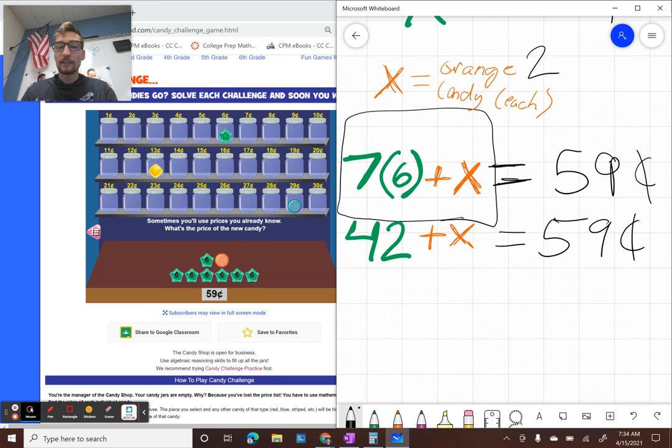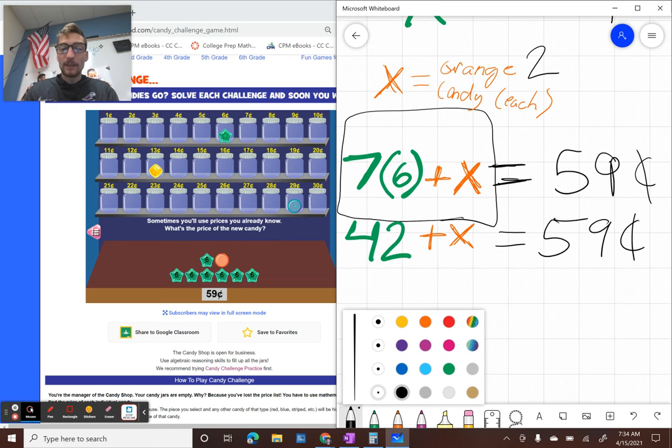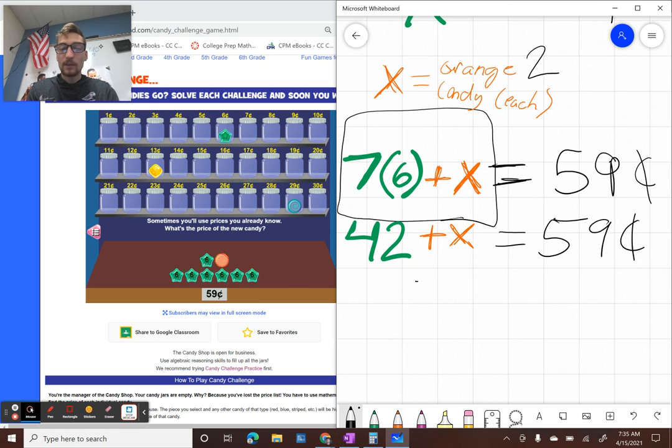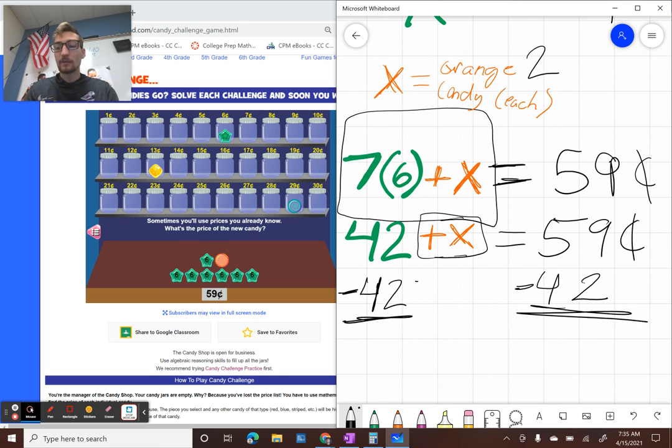That's my equation here. And so here, I am going to try to get X by itself, which means instead of adding it to 42, we are instead going to subtract 42 from both sides. Right? Because that's what we do to figure out what that cost of the missing orange candy is. We subtract the 42 we already know because the green candy is 42. So that's going to cancel these out over here, leaving us with just X on this side. And then on the right side, 59 minus 42, that gives us 17 cents.